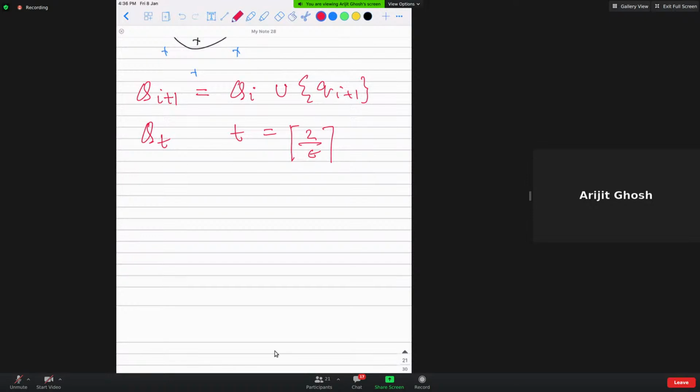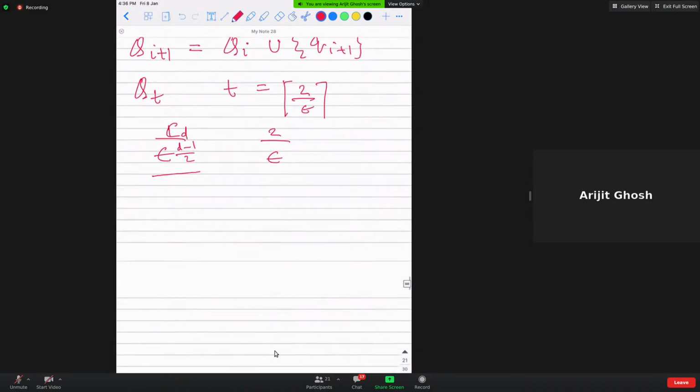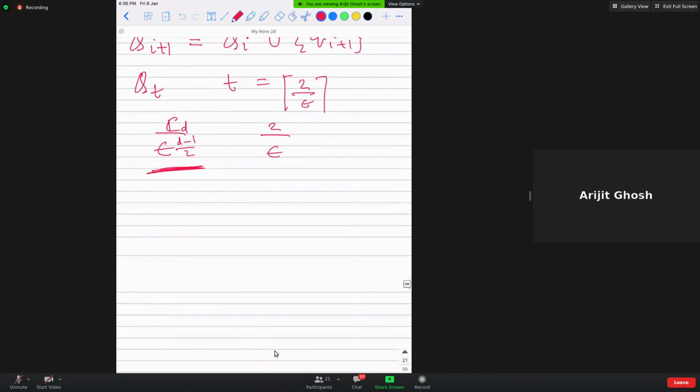So we should compare. We already saw a core set of size 1 by epsilon to the power d minus 1 by 2. It had a bad constant in terms of d. Here it is independent of d. It's just 2 by epsilon. This actually kind of outperforms that one in dimension 1 and 2. In 1 there is nothing to do, but in 2 the core set is of size 1 by square root epsilon.